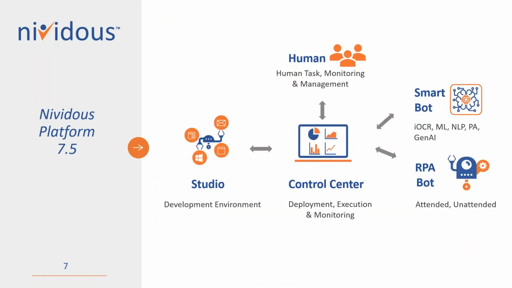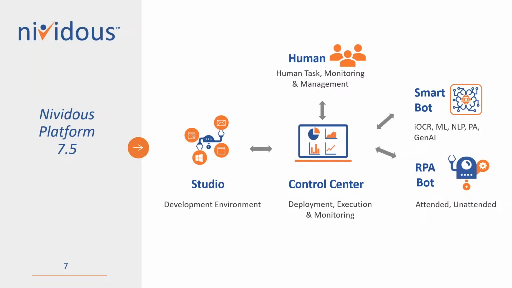So at this point, I just want to give you kind of a high level view of the Nividus platform and where Nividus with generative AI, intelligent automation, how it all fits together. We basically have a low-code platform for building intelligent end-to-end automations for your business.